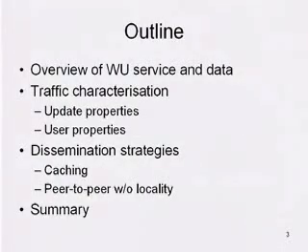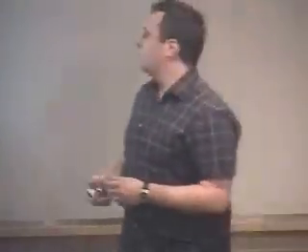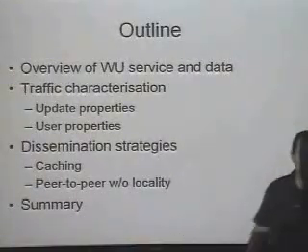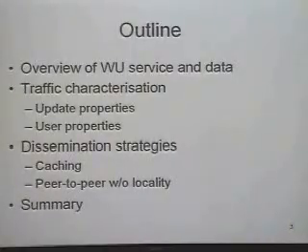The outline of the talk is to give you a very brief overview of what Windows updates are. Then we look at some properties that we investigated, including properties of updates and users, more like looking at properties of traffic, the characterization stage. The second part is looking at dissemination strategies, including caching and also peer-to-peer, with and without locality in sampling.